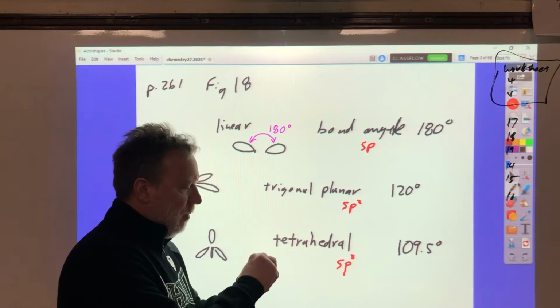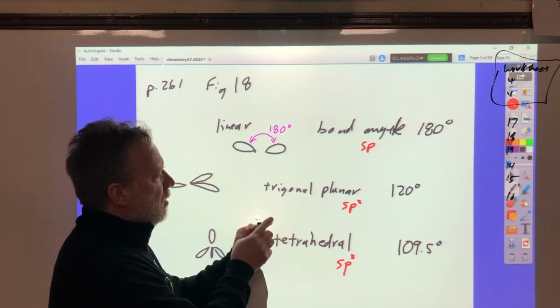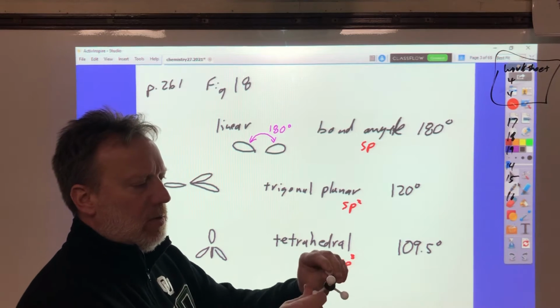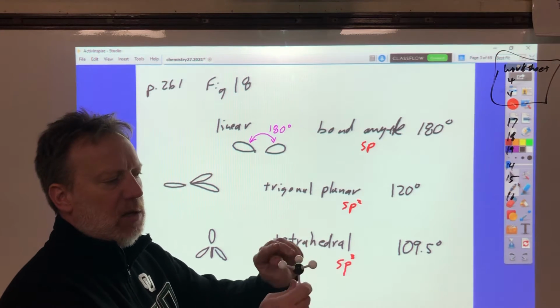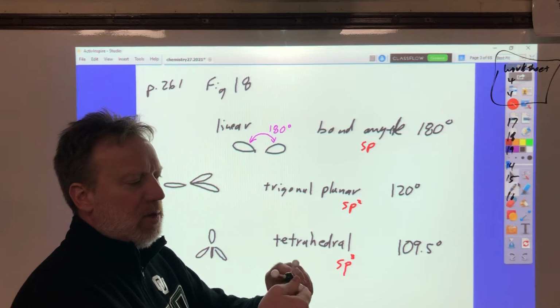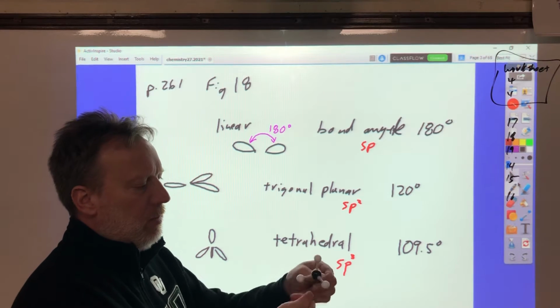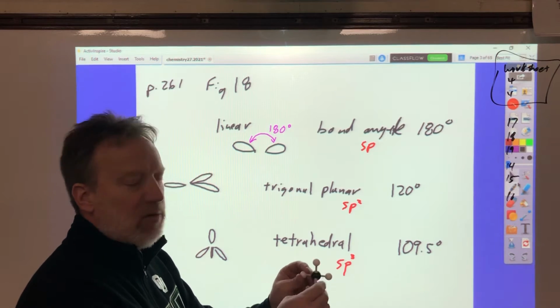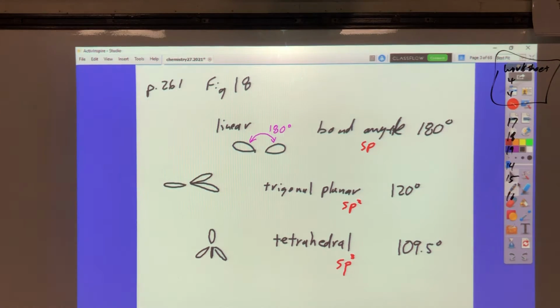Tetrahedrals, like so. Every angle is 109.5 degrees, no matter which way you do it, and it's radially symmetrical about the central atom. 109.5. To get as far away from each other as possible, they have to be that way. Triangular planar.